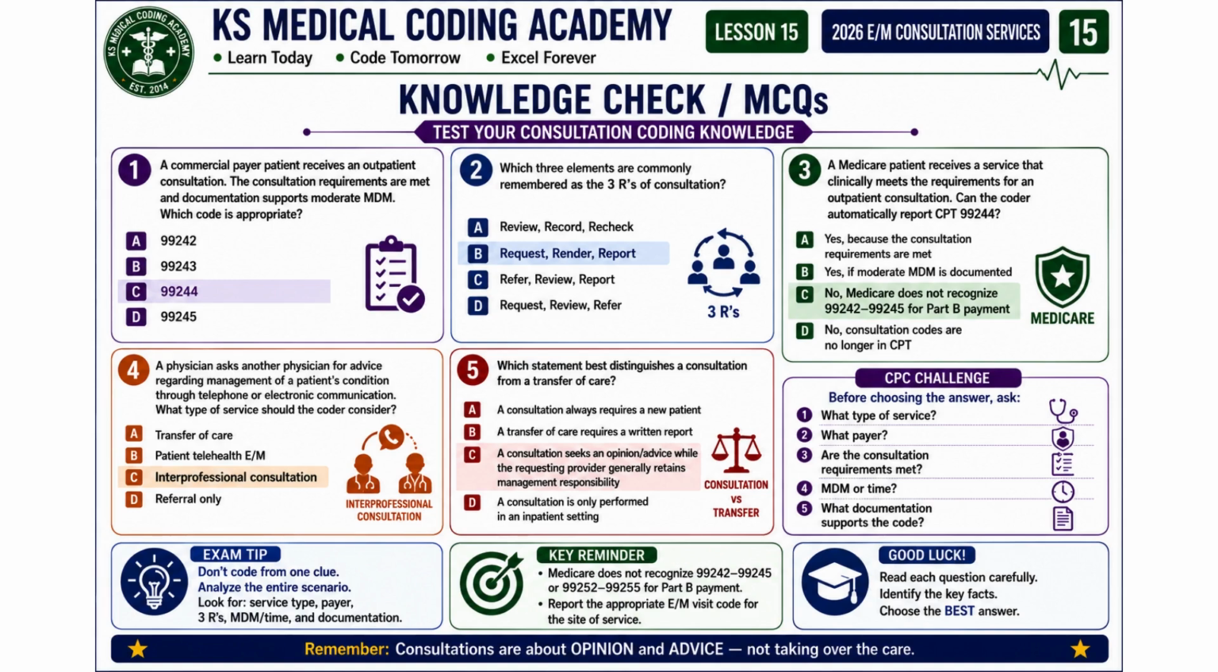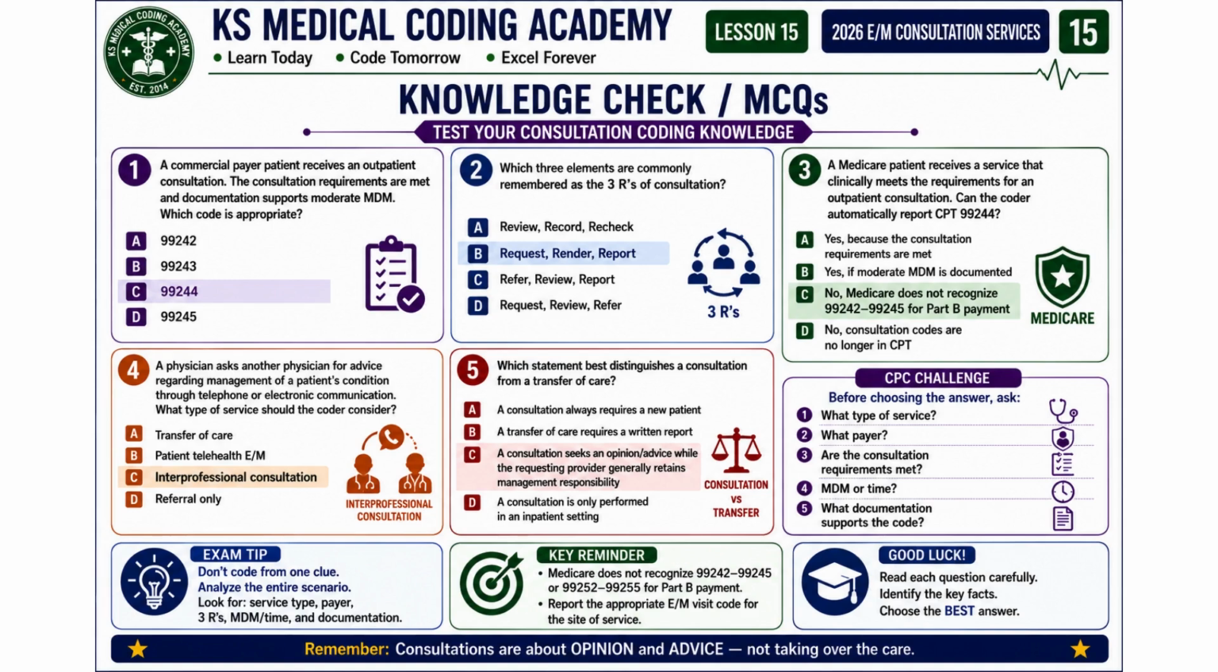Question 3 is a Medicare question. Even when a service clinically meets consultation requirements, remember that Medicare does not recognize the CPT consultation codes 99242 through 99245 for Part B payment. Question 4 tests interprofessional consultation. When one healthcare professional communicates with another professional for advice regarding a patient, think interprofessional consultation. Question 5 tests the difference between consultation and transfer of care. A consultation generally provides an opinion or advice while the requesting provider retains responsibility for the patient's management.